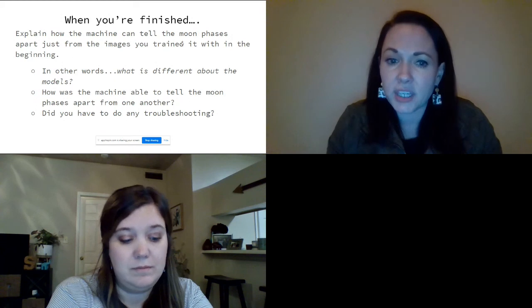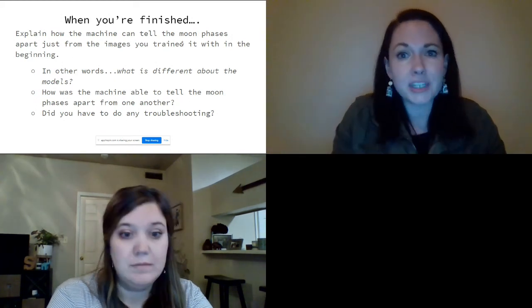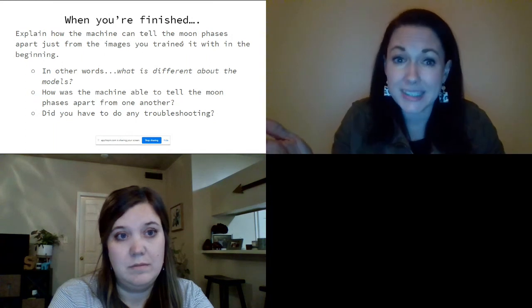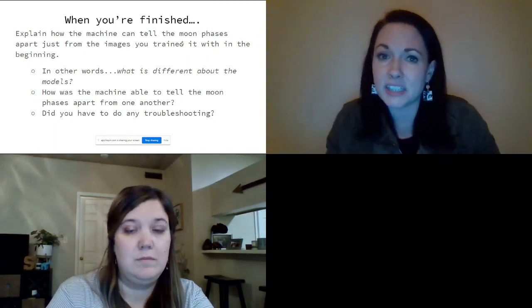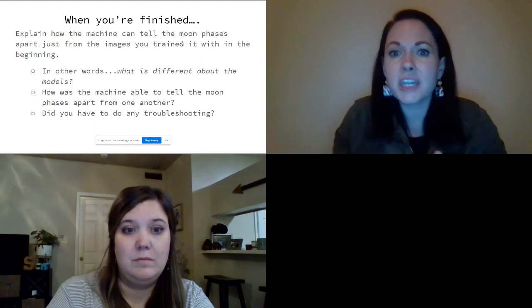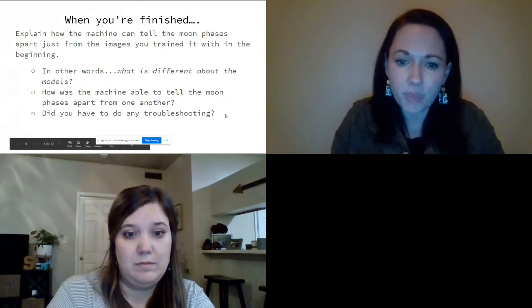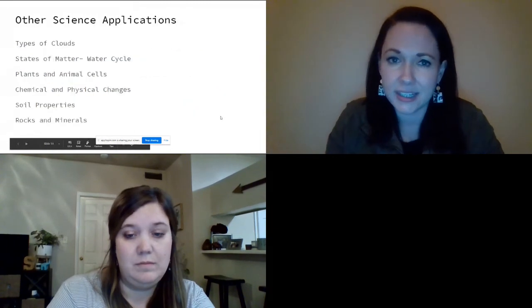And then did you have any troubleshooting? They might realize that they have drawn a bunch of full moons, right? And the machine is not recognizing the full moon. So how do I need to change my model in order for the machine to be able to learn it? Okay. So giving kids those questions.